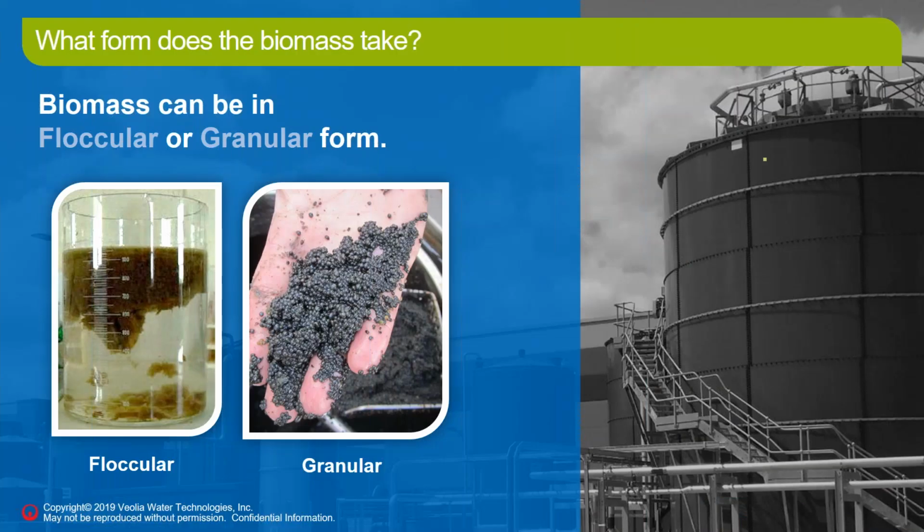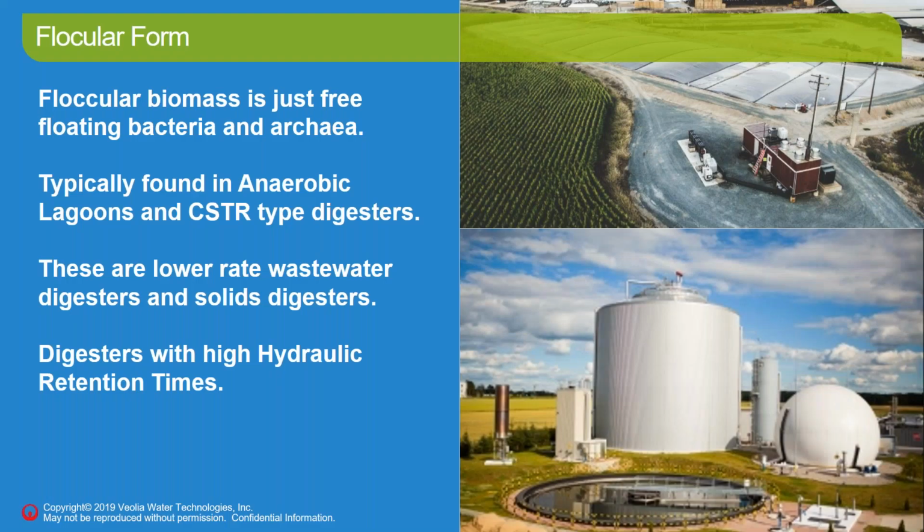So, what form does anaerobic biomass take, anaerobic sludge? It can be either in a floccular form or in a granular form. You see some nice pictures there of the granules on the right and floc on the left. The floc-forming bacteria are just those acid-forming and methane-forming bacteria free-floating in the substrate that they're in.